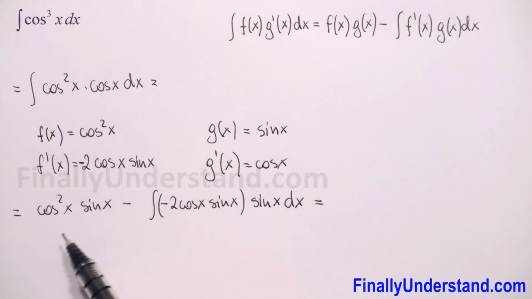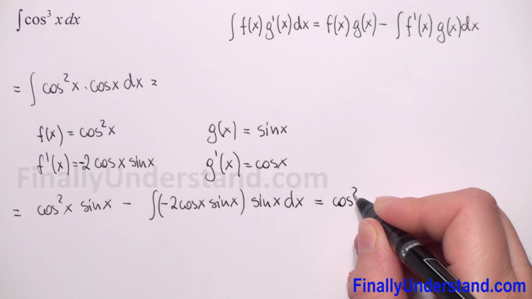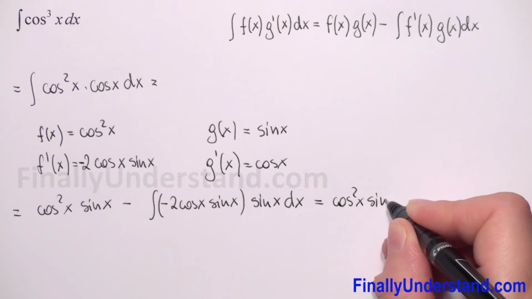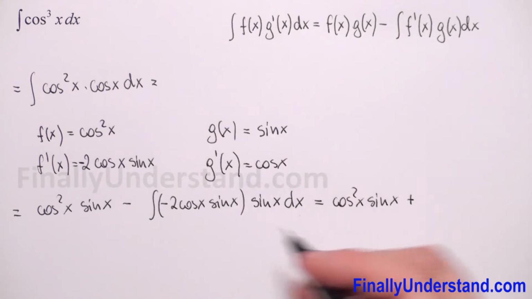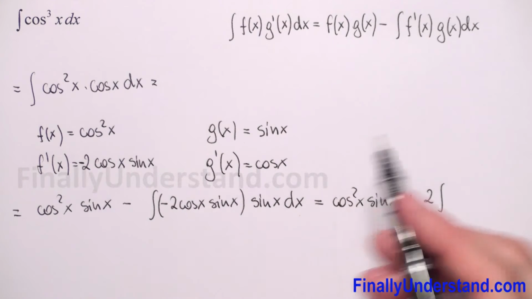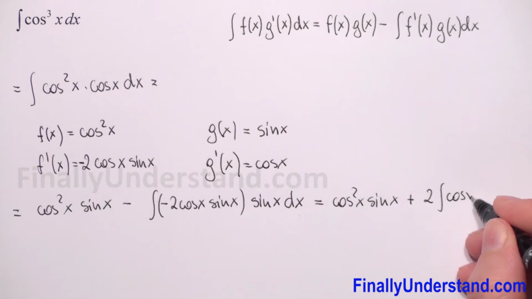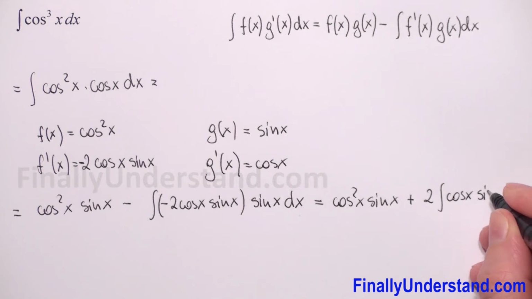We can rewrite this. This is cosine square of x sine of x. Negative and negative give us positive. We can put the constant before the integral, and we have cosine of x. Sine times sine is sine square of x with respect to x.